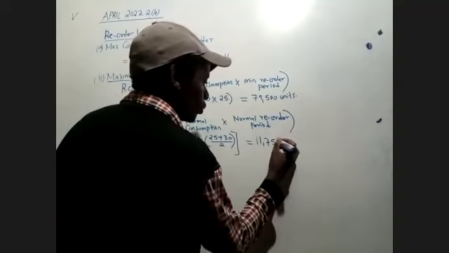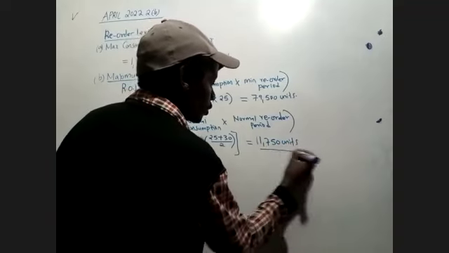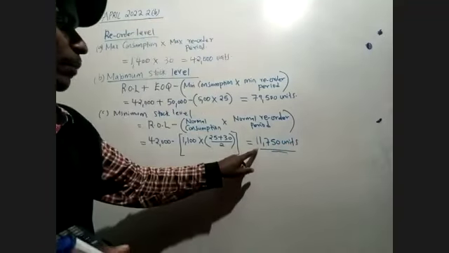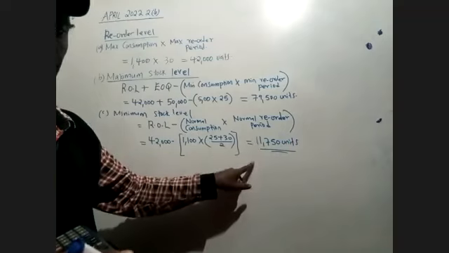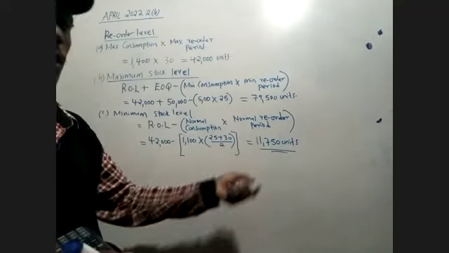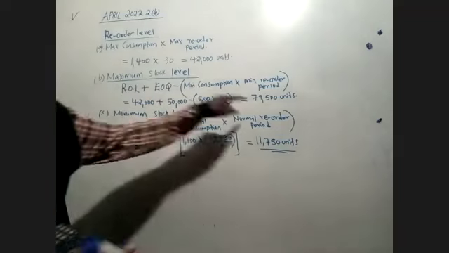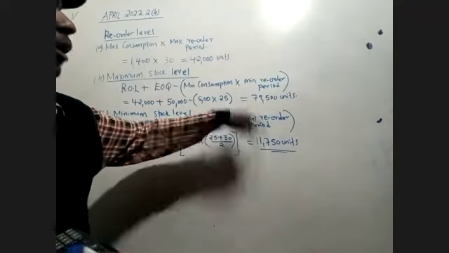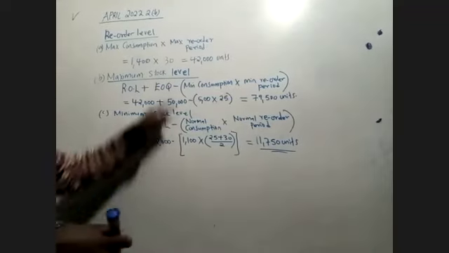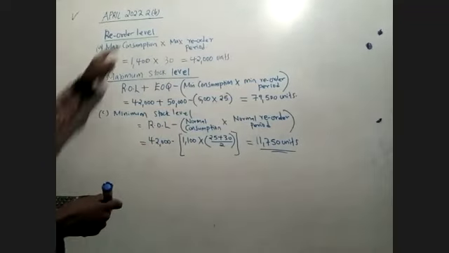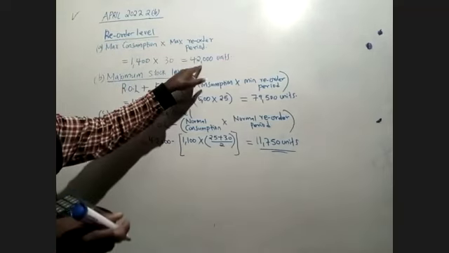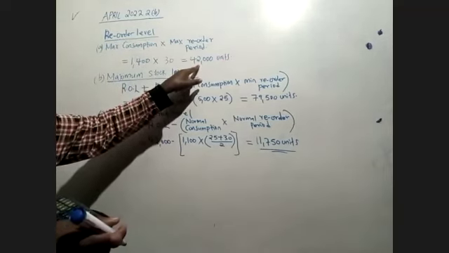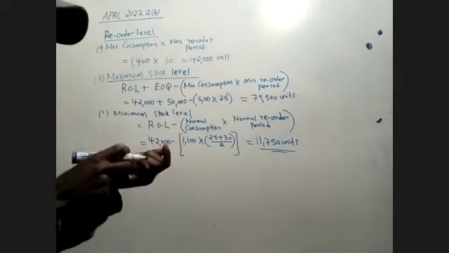11,750 units. Now, this one is the minimum units that the person should hold. Below these units, it is understocking. And then this one is the maximum amount of stock that this person should hold. If you hold more than this one, then it's overstocking. And then this one, reorder level. So if your units reach 42,000, you need to make another order.